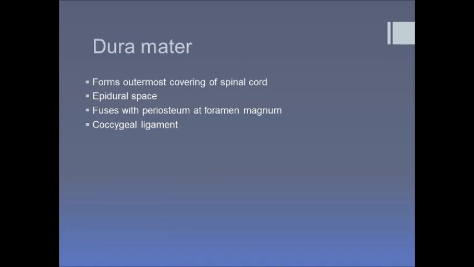The dura mater forms the outermost covering of the spinal cord. The space above the dura mater is known as the epidural space. So if you were to get an epidural when you're pregnant and giving birth, that's which space you would be given the epidural in. The dura mater fuses with the periosteum of the foramen magnum. It also tapers in the sacral canal and blends with the filum terminale to form the coccygeal ligament, which blends with the coccyx periosteum.